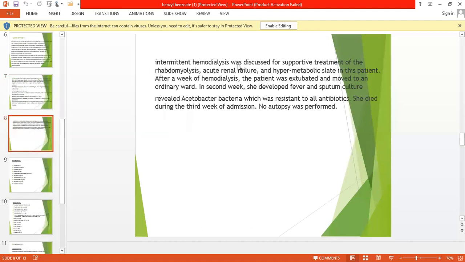Here is hemodialysis was discussed for supportive treatment of rhabdomyolysis.